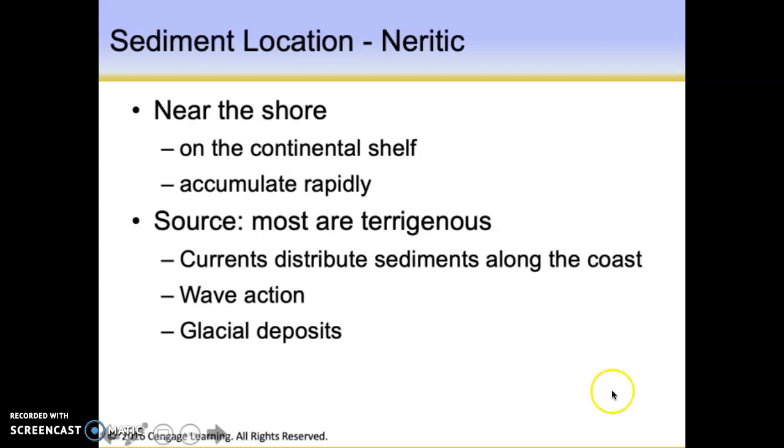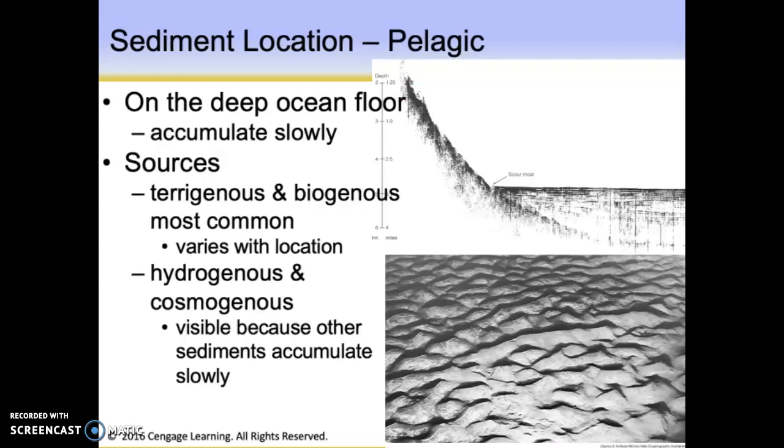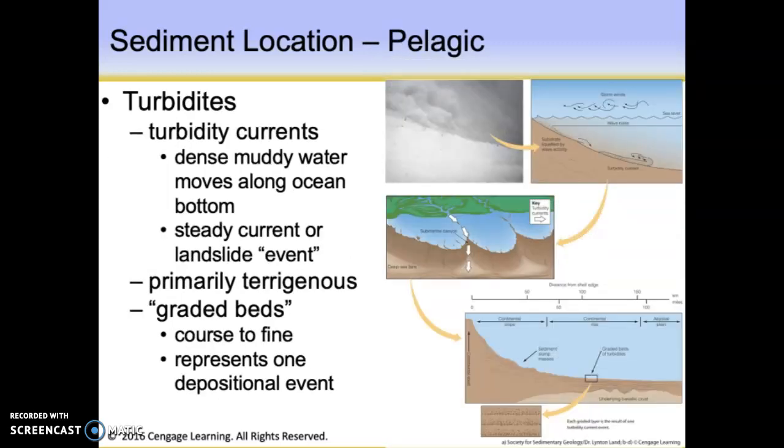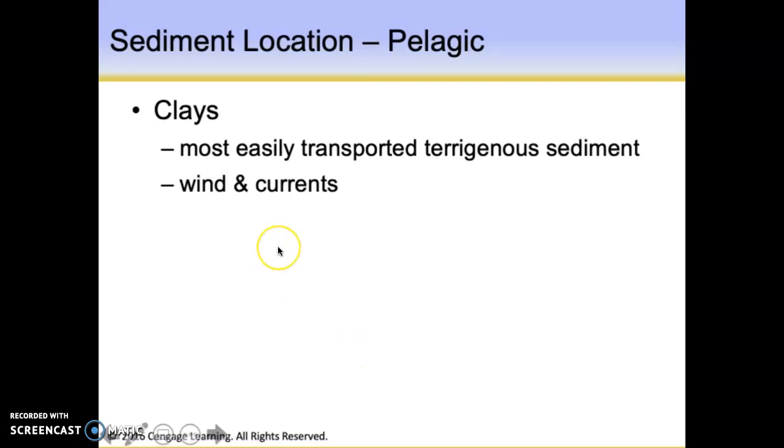So we've been discussing sediments by location. Neritic, again, are near the shore. Pelagic are on the deep ocean floor. We talked about turbidites and turbidity currents. The remainder of the pelagic sediments, one of them is clays.